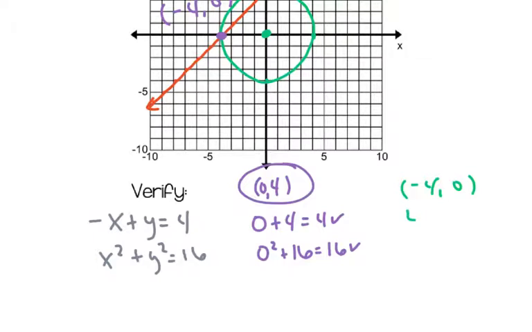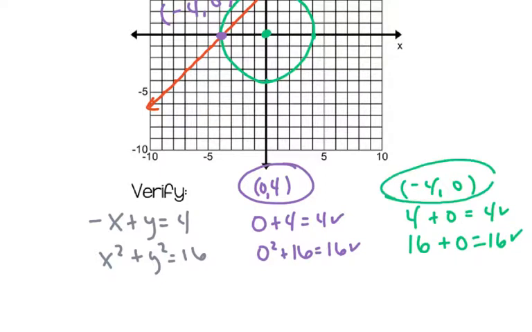So negative 4 plus 0 equals 4, true. And then negative 4 squared, that's negative 4 times negative 4 is 16, plus 0 squared equals 16. That's true. So both of my solutions I have verified algebraically.